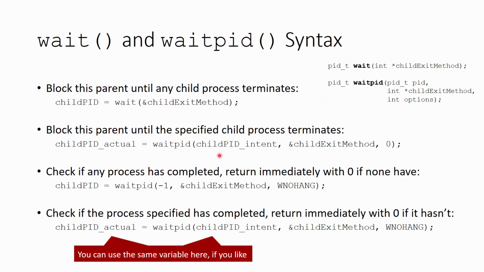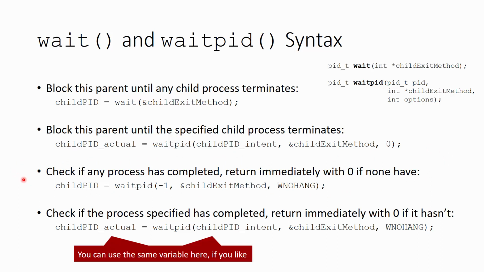This one blocks this parent until the specified child process terminates. So we can pass in what we're intending to look for, and here is where the method of termination will be written. Here we're saying no options, and then the process ID of what actually terminates is written back into here. But since we told it what process ID to look for, you can actually just use the same variable in both these cases, but I've split it up here just to be more clear about what's happening.